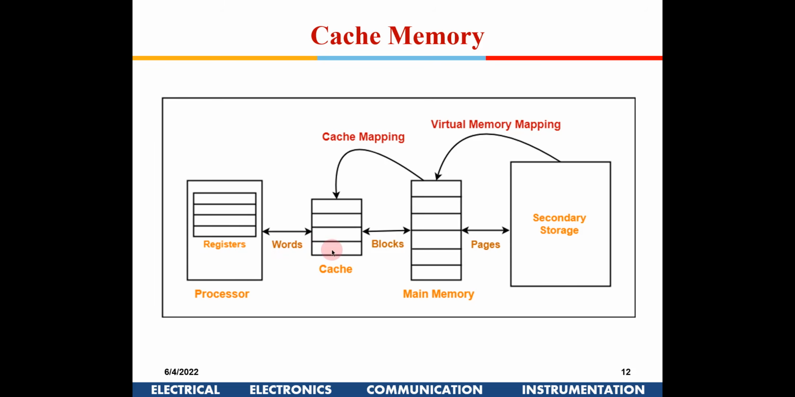Okay, so it will be much faster. So that brings down the instruction fetch and data write times. If that time comes down, then your overall processor speed improves. Okay, so this is known as cache memory.